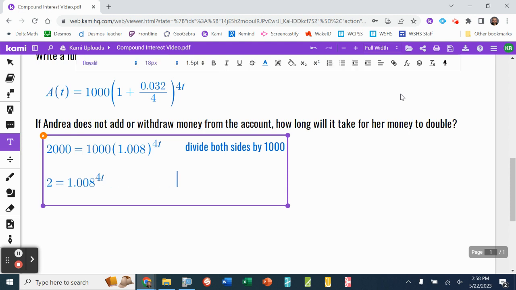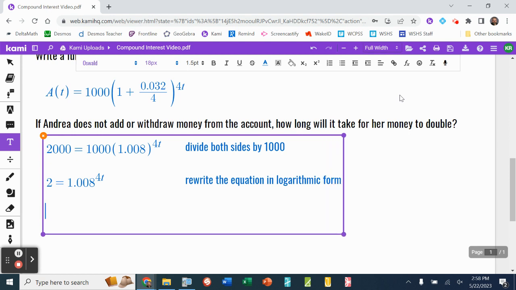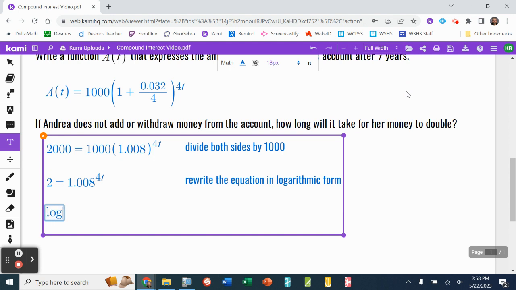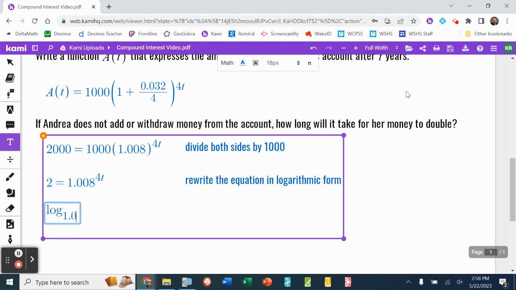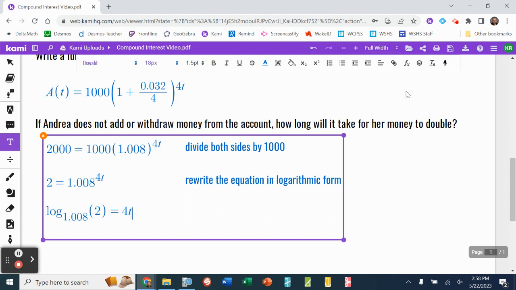Now that I have it isolated, what I'm going to do is rewrite the equation in logarithmic form. It's already in exponential form. And so when I do that, I have to keep in mind where the base is. So I'm going to have log base 1.008 of 2 is equal to 4t. Because remember, the logarithm is always equal to what the exponent was in the exponential form.